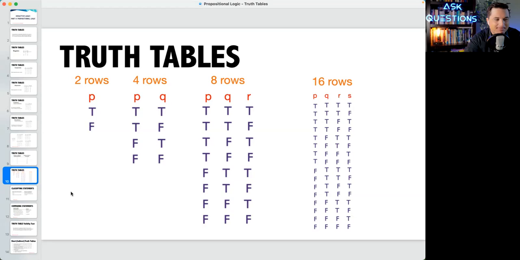There is a way to express this mathematically. If you're a very mathematically minded person, it is an exponential function. If you take 2 and you raise it to the x power, where x is the number of statements, you're going to get the number of rows. Here there's 1 simple statement, so that's what you put in for x. 2 to the first power is 2. Here there are 2 simple statements, so 2 squared is 4. Here there are 3, 2 to the third power is 8. Here there are 4, 2 to the fourth power is 16. If there were 5, 2 to the fifth power is 32. If there were 6, 2 to the sixth power is 64, and so on and so forth.